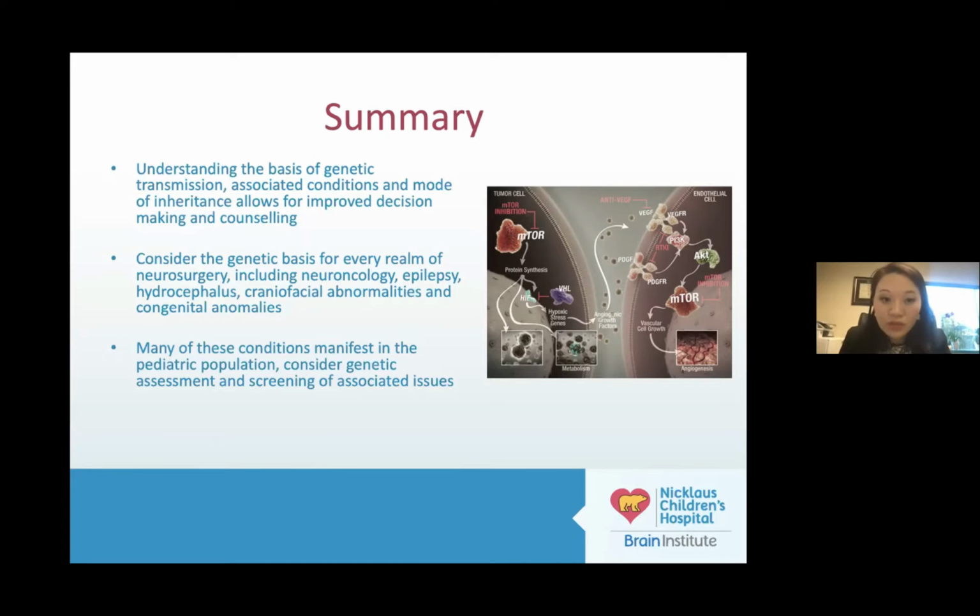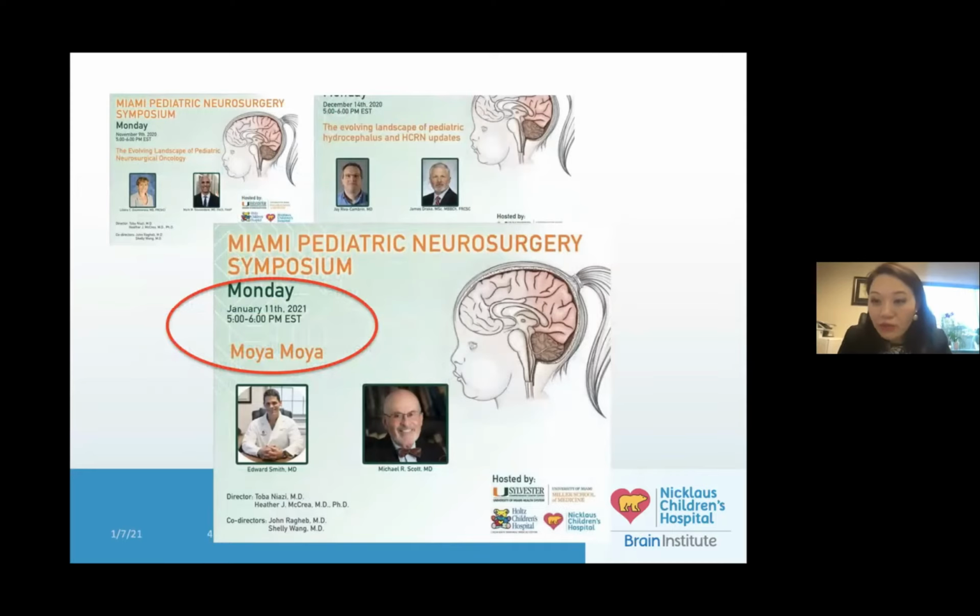I would encourage you to consider the genetic basis for really every realm of neurosurgery, everything from neuro-oncology, which is the most frequently encountered subspecialty with a genetic underlying, but also for epilepsy, hydrocephalus, craniofacial abnormalities, and other congenital abnormalities, and then understanding their applicability to pediatric neurosurgery, but also to adult neurosurgery. So thank you so much for your attention today.